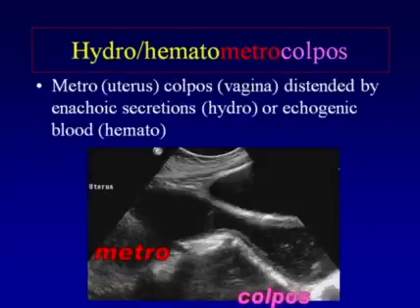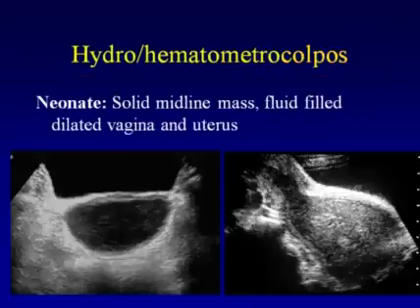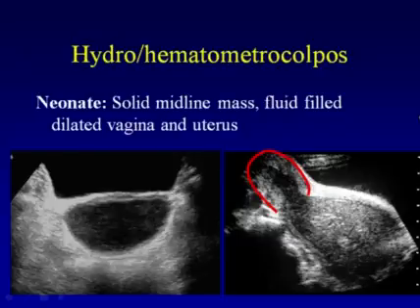So metro means uterus, colpos is the vagina, and it can be distended by fluid, hydro, or echogenic blood, hemato. In the neonate, the mass looks fairly solid, and it will dilate the vagina and less so the uterus. When one encounters a mass at the level of the bladder, it's important to look at the superior aspect of the mass, and that's where you'll be able to identify the less distended uterus.